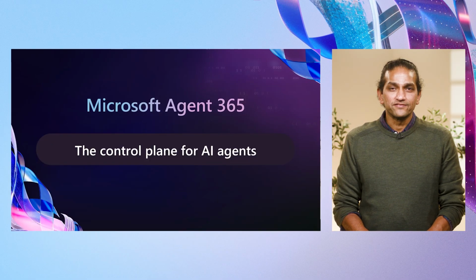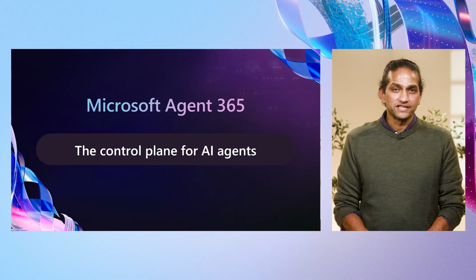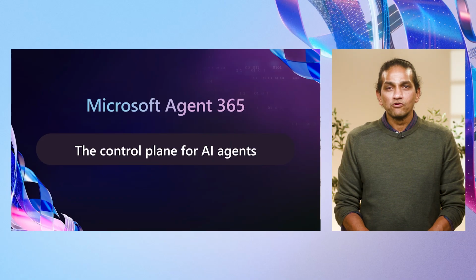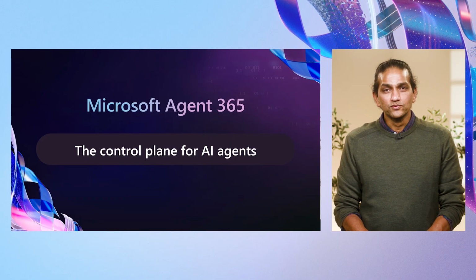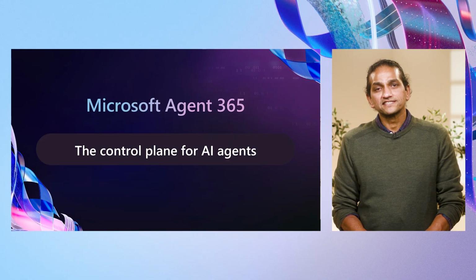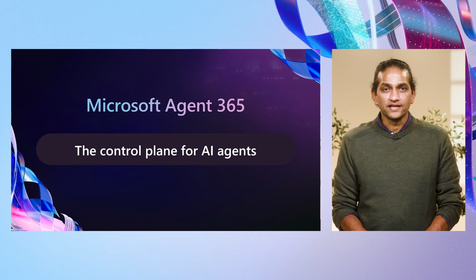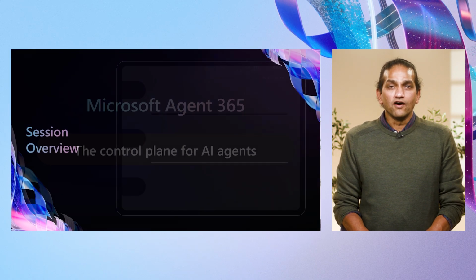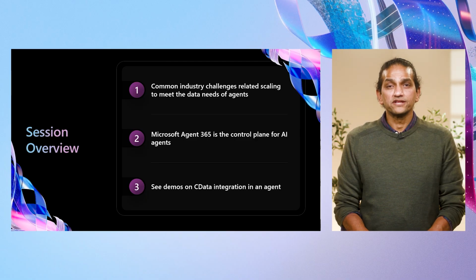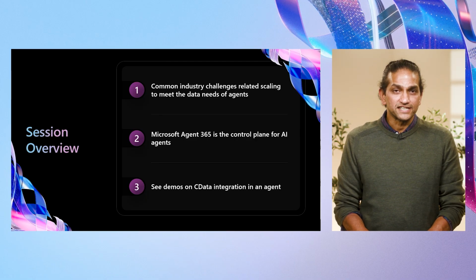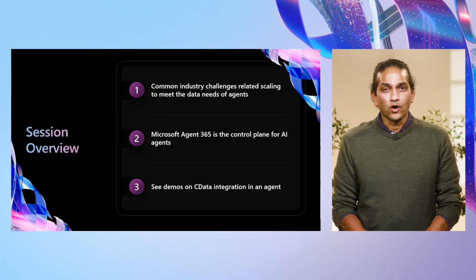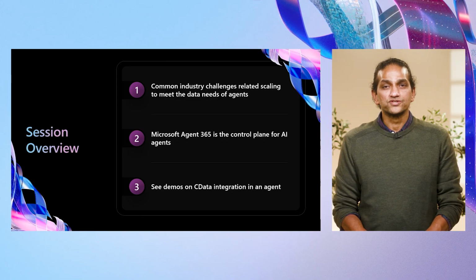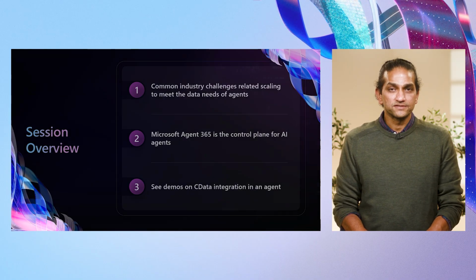Agent 365 is the control plane for managing AI agents, equipping IT with enterprise-grade tools for observability, access control, data security, and threat protection. For this session, we are zeroing in on enterprise-grade tools, especially productivity and operations that empower agents to drive real business outcomes.